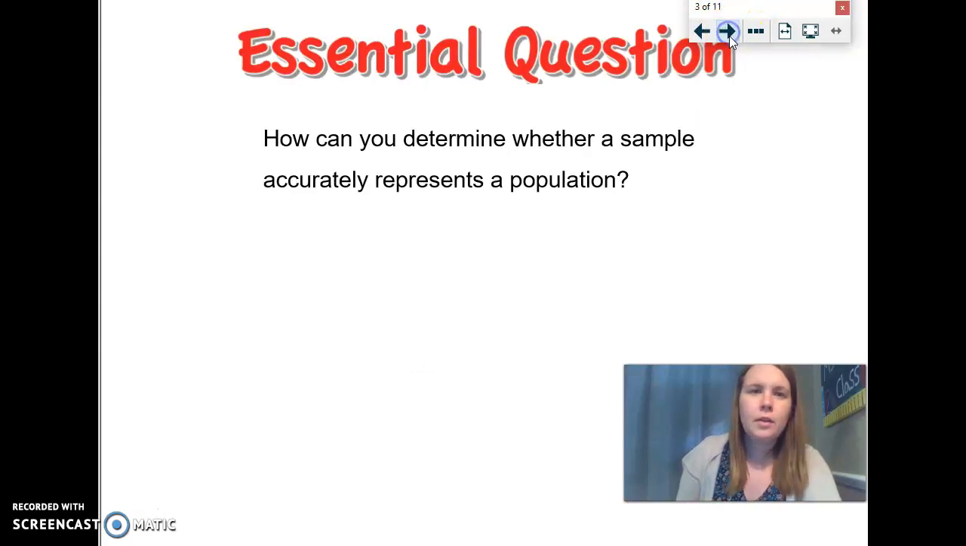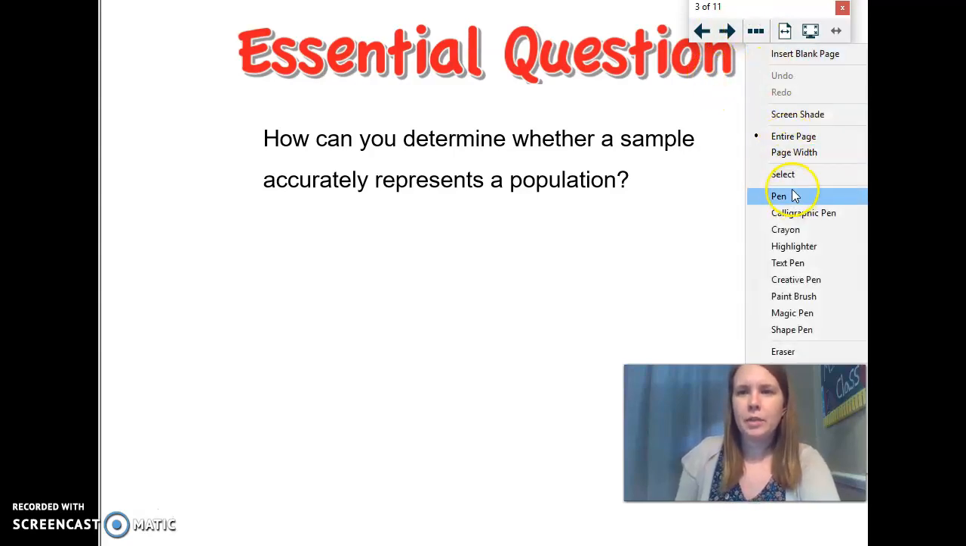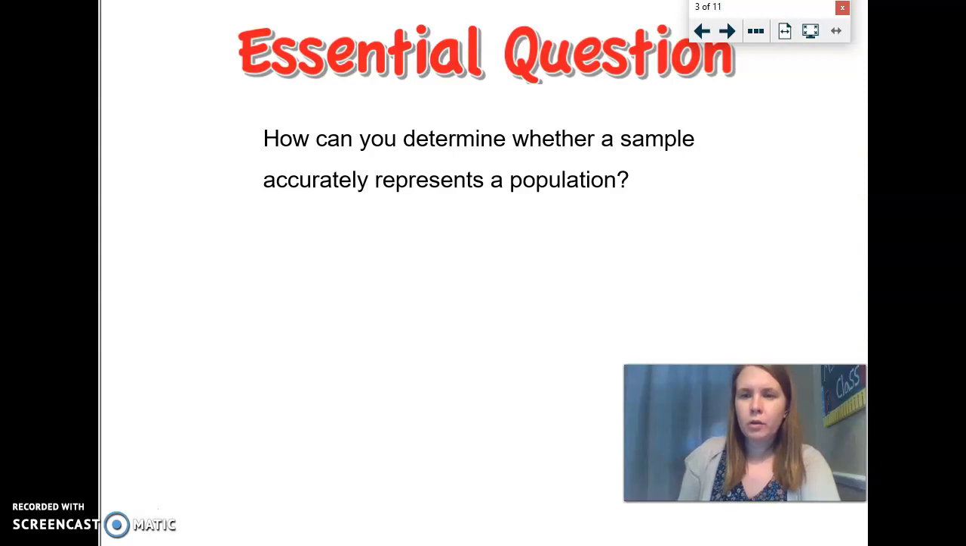Skipping our warm-up. All right, so how can you determine whether a sample accurately represents the population? When we want to get a sample size, we want it to represent the population as best as we can, across the board between age, gender, race, whatever. I want it to be very accurate of the amount of people who are there and what their beliefs are, or the things that I'm asking them.